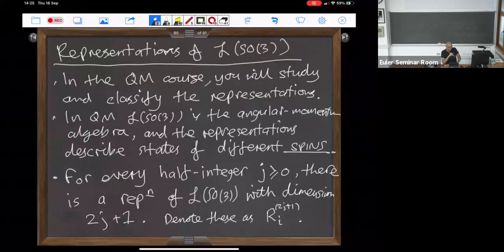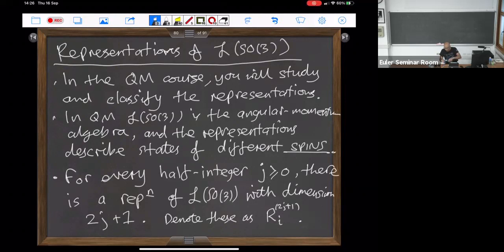Now, you're going to study the classification of representations of the rotation algebra in quantum mechanics, but since we're going to need it for the Lorentz group, I'm going to go through some relevant aspects of it now. So if we're thinking of SO3 as really rotations in our real three-dimensional space, of course, you could be thinking of SO3 acting on some other systems as well, and the representations would have a different interpretation.